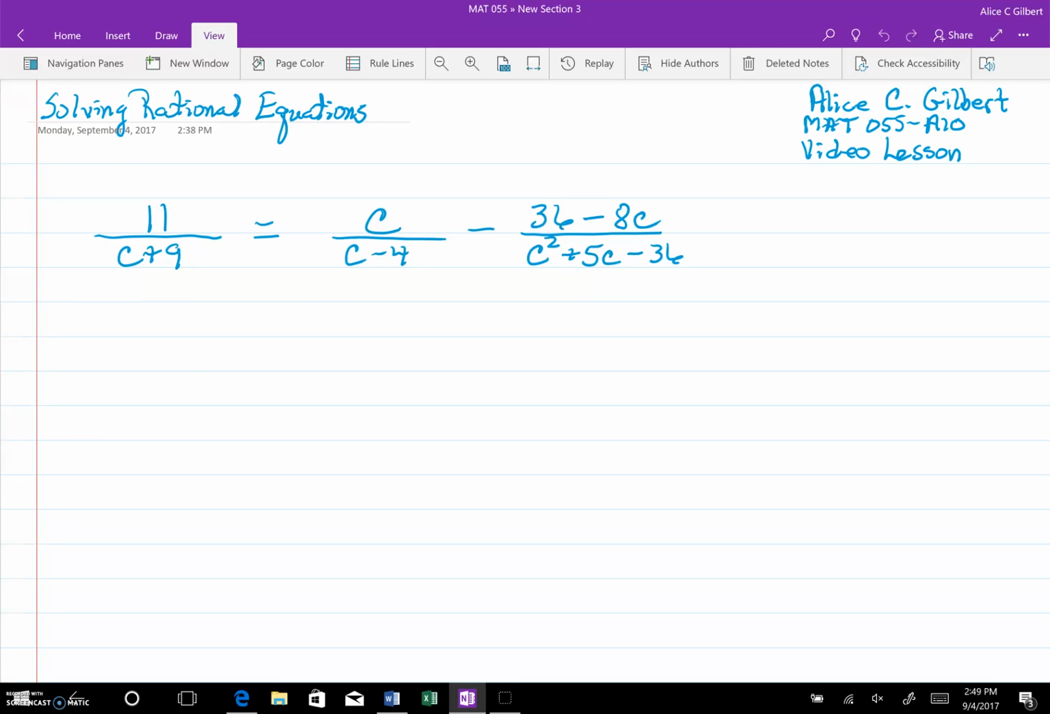All right, on to solving rational equations. Now this one, we look at, it's an equation because it has an equal sign. Now we're going to do almost the exact same things that we did with the expression, except there's a couple of things that are going to be very different.